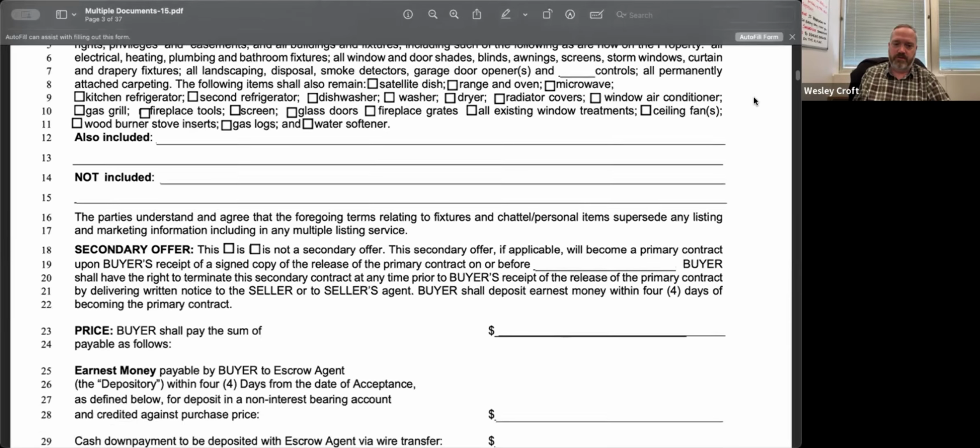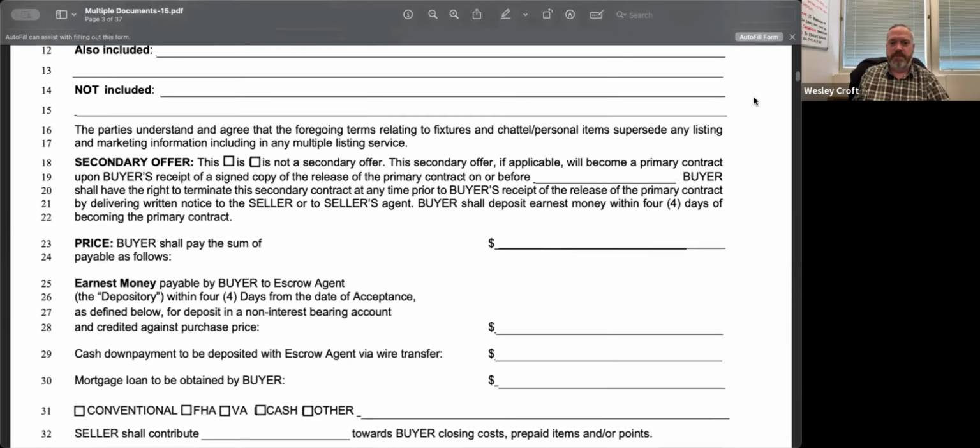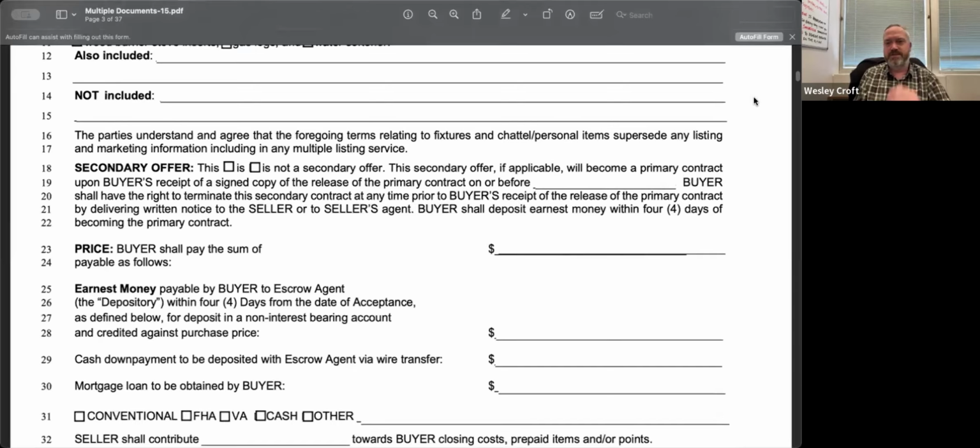Okay, so line 12, also included. Please know that line 12 is not for things like chattel. So for example, you can't put also included the bedroom suite in the master bedroom, the couch in the basement, right? Those things need a separate bill of sale on a separate agreement that is not on line 12 here. So please don't use line 12 for that.